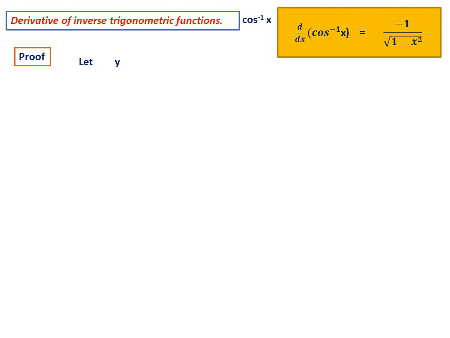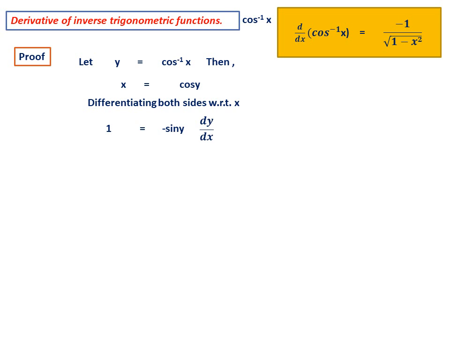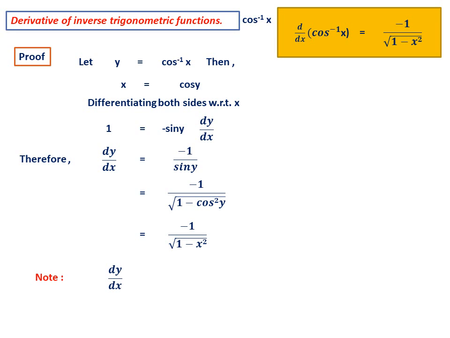So proof: let y equal to cos inverse x, then x will be equal to cos y. Once again differentiating both sides with respect to x. So d by dx of x is 1, equal to differentiation of cos y is minus sine y into dy by dx because of the chain rule. Now therefore dy by dx will be equal to minus 1 upon sine y. Once again 1 upon sine y can be written as 1 upon square root of 1 minus cos square y, and substitute cos y equal to x, you get minus 1 upon square root of 1 minus x square.